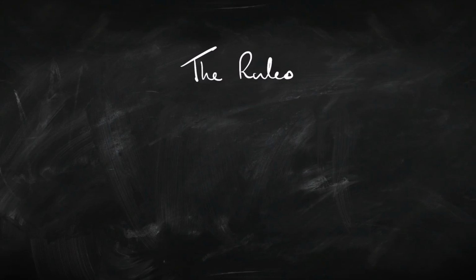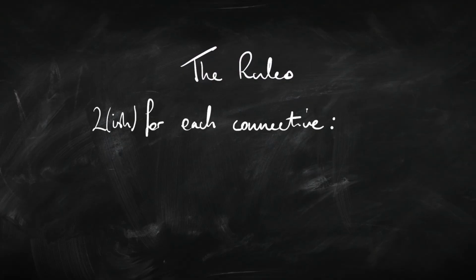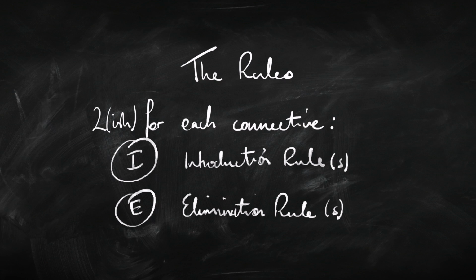In general, for each connective, and, or, not, if-then, if and only if, we are going to need two and a bit rules. One is going to be an introduction rule, telling us how to introduce that connective into a proof, and the other is going to be an elimination rule, and that will show us how to take that connective out of a proof. Okay, so let's look at those connective by connective.